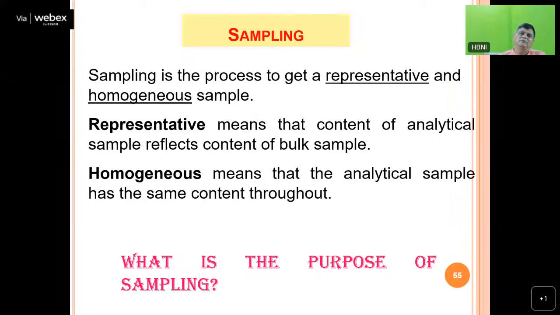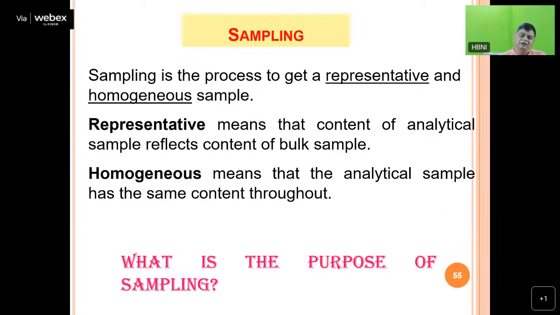And whenever we do the sampling, as we have seen, it should be a robust and rugged technique. Similarly, whenever sampling is there, people will ask whether your sample is representative. If it is representative, whether it is homogeneous. So what is the meaning of a representative and a homogeneous sample?